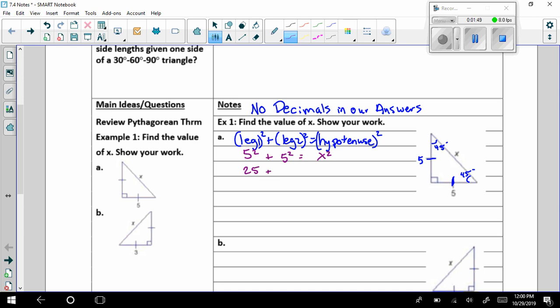So 25 plus 25 equals x squared. Combine like terms. And then square root both sides. Well, the largest square root that goes into 50 is 25. The square root of 25 is 5 with a remainder of 2. So 5 root 2. So if you look at these sides, this is 5, this is 5, this is 5 root 2. So you can kind of see there those relationships.